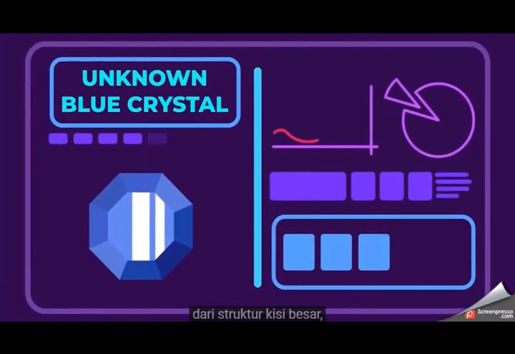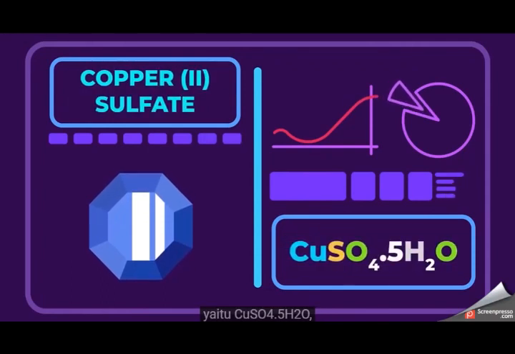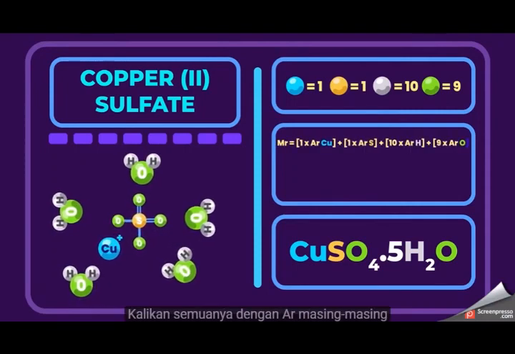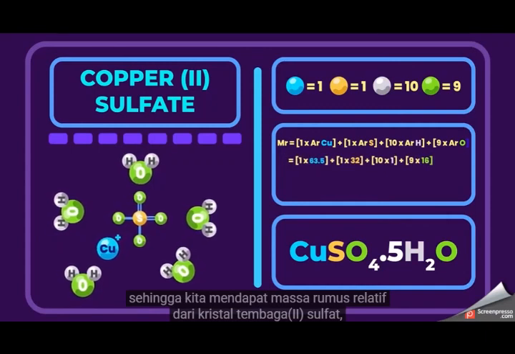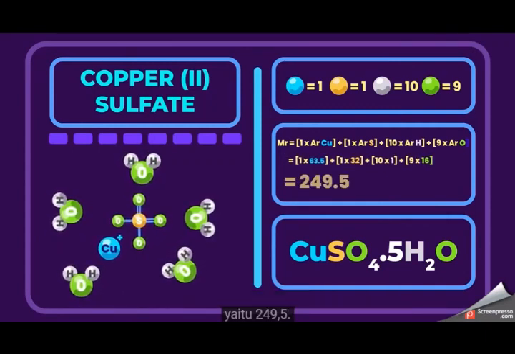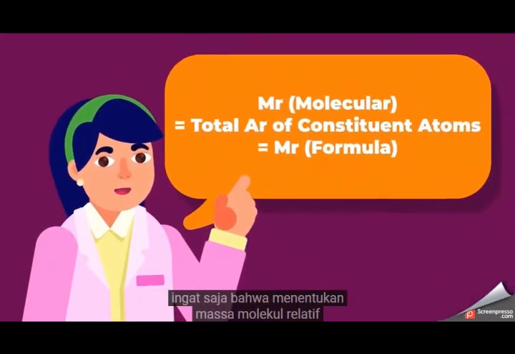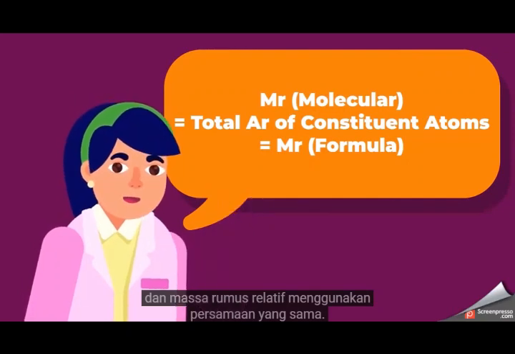First, obtain the chemical formula from our giant lattice structure, which is CuSO4·5H2O, and then figure out the number of atoms in each element. Multiplying them with its respective AR and adding them all together gives us the relative formula mass of copper sulfate crystals, 249.5.